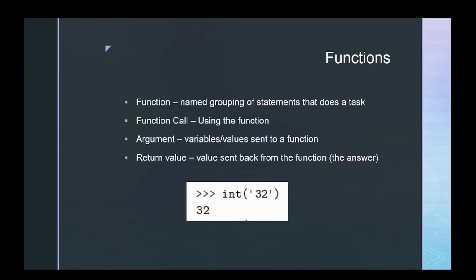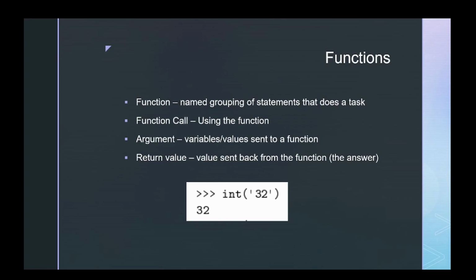Chapter 3 is all about functions, and a function is a named grouping of statements that does one specific task. We say that we call a function when we use it, so there is a function call that's going to happen somewhere in your program in order to use that function. Functions can have values sent to them, and we call those values arguments. And if a function is going to send back an answer, we call that the return value.